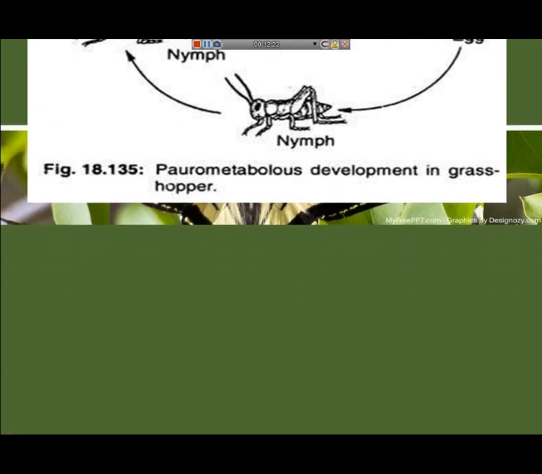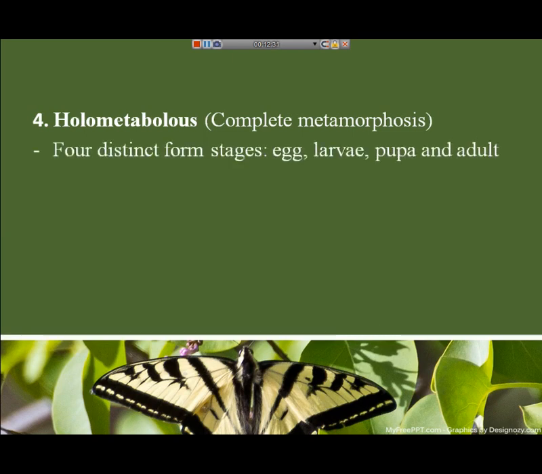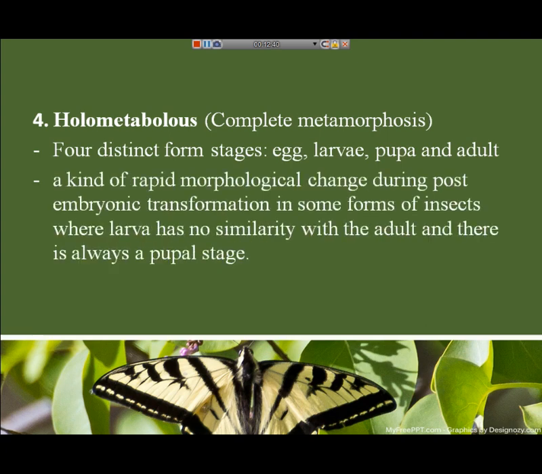Next kind of metamorphosis is the holometabolous or complete metamorphosis. It has four distinct stages. First is the egg, and then the larva, the pupa, and the adult. This is the kind of rapid morphological change during post-embryonic transformation in some forms of insects where the larva has no similarity with the adult and there's always a pupal stage.